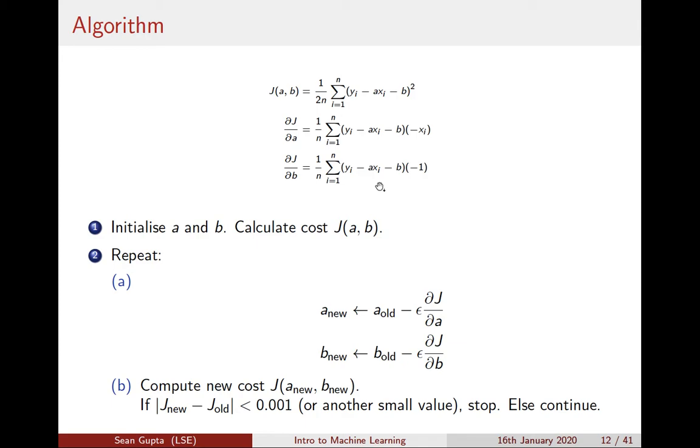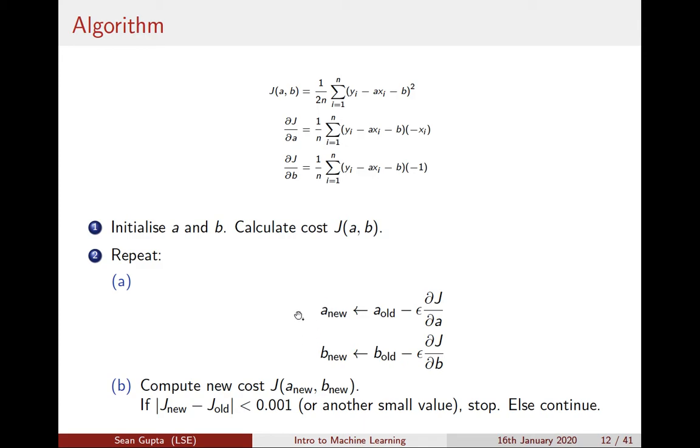Now, how does the algorithm proceed? We start with some initial guesses, a and b. Could be 0, for example. We calculate the cost. We'll then repeat the scheme that we saw before. For a, we will have an old value. We subtract epsilon times the gradient. We get a new value of a. For b, we will have an old value. We will subtract epsilon times the gradient with respect to b. We'll get a new value b.